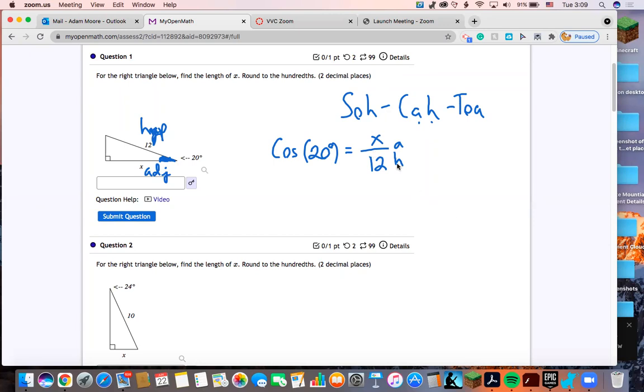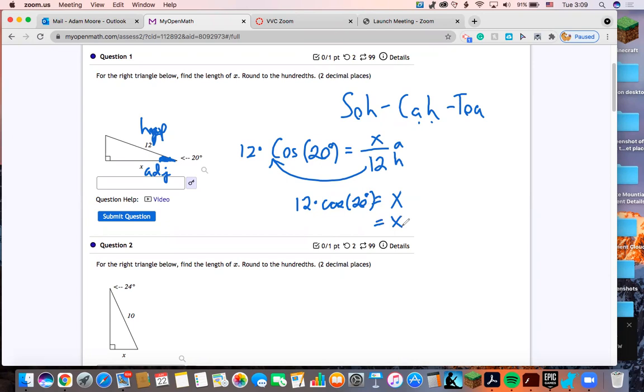I can get the x by itself by multiplying by the 12 over here, because x is on top of the fraction, so it's not much of an issue this time. So x equals 12 times whatever the cosine of 20 degrees is. Make sure your calculators are in degree mode. They will probably be by default, but if you keep getting the wrong answers, it's perhaps because they're in radian mode.